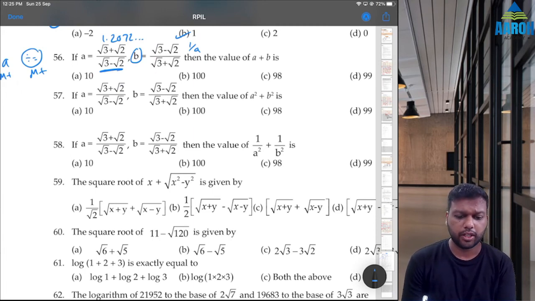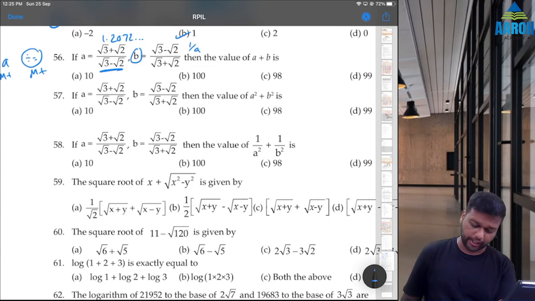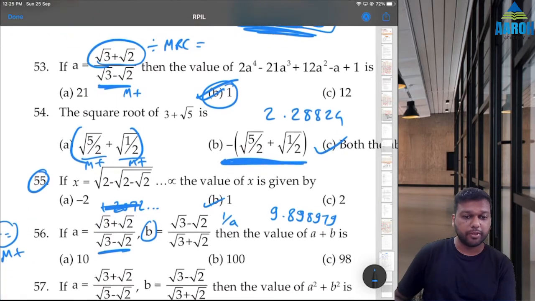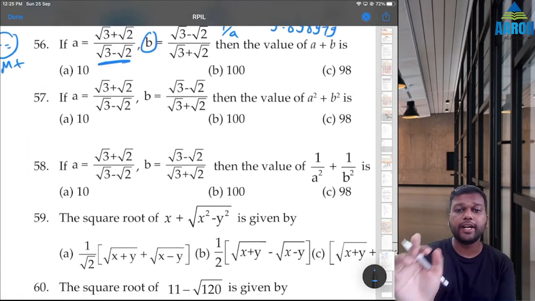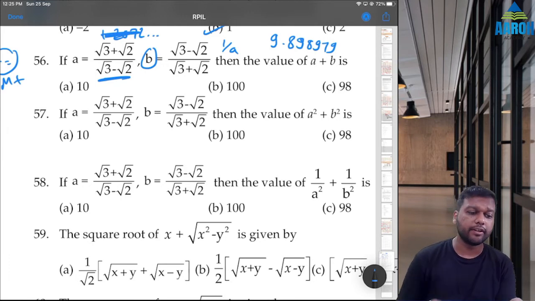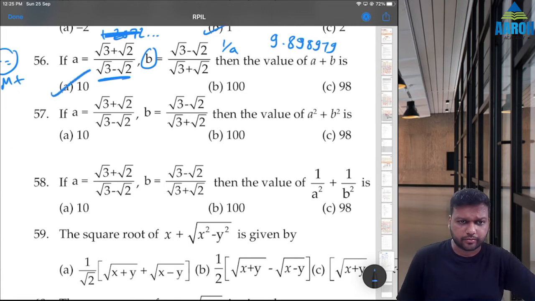3 root minus 2 root M plus 3 root plus 2 root divided by MRC equal to, oh sorry, I wrote A wrong. A should be what? 9.898979. Achha, this is the same question, same as 53. So A should be 9.898979. I wrote the wrong thing. M plus, reciprocal, M plus, MRC, that gives you 10.0000. So 10 is the correct answer, option A.